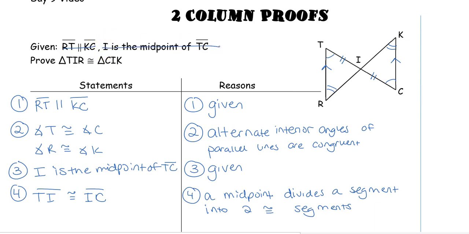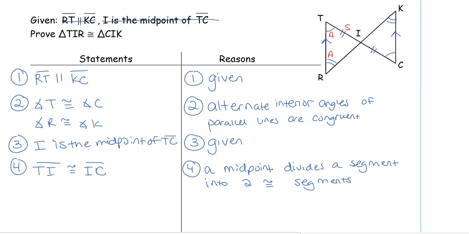In order to prove triangles congruent, I need three sets of corresponding congruent information. So we check what we have. I see that I have two sets of angles congruent, two more sets of angles, and a side. I do have three sets of corresponding congruent information, which means I have enough information to say that my triangle is congruent. That was my goal. My goal was to prove that triangle TIR is congruent to triangle CIK. And then your justification, how do you know that?